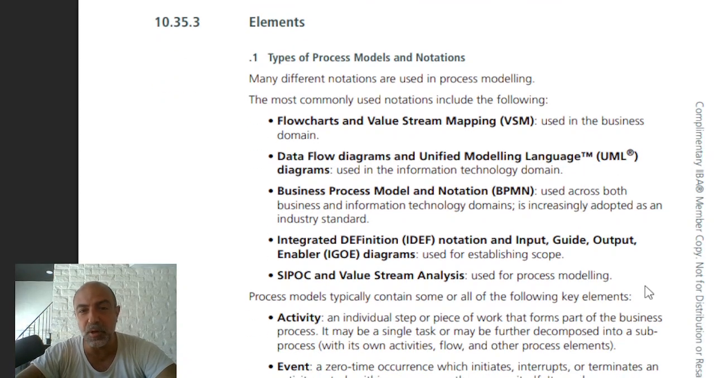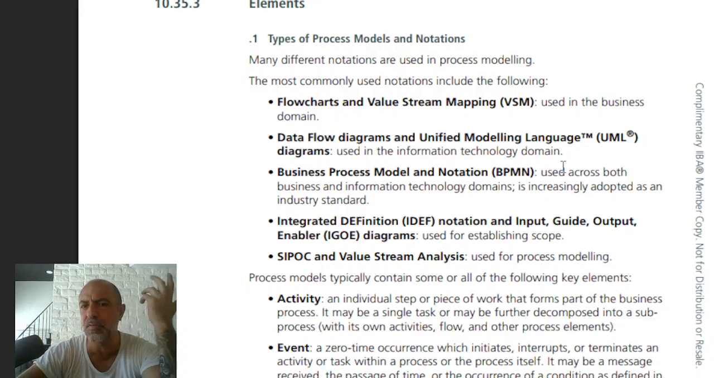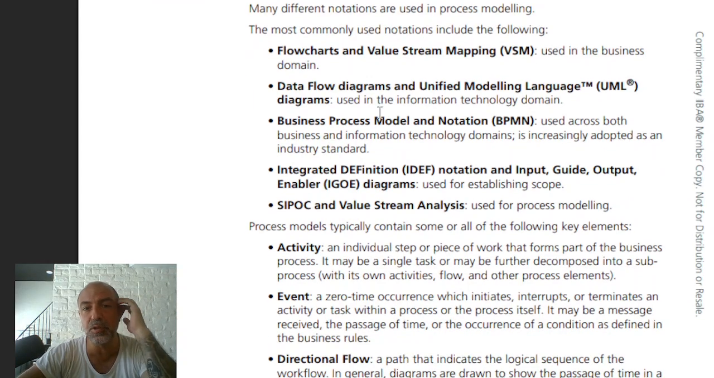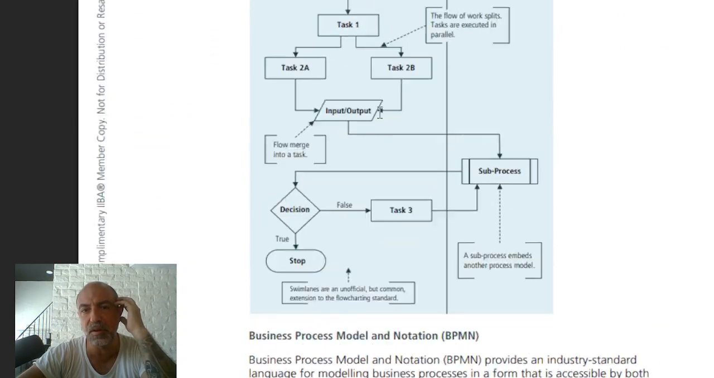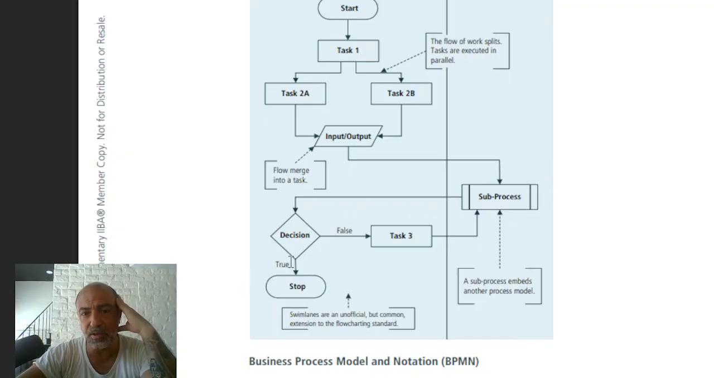What are the elements of a process? Well, many different notions are used in process modeling. The most commonly used notions include the following: flowcharts, value stream mapping. We talked about those earlier. Flowcharts are the squares, diamonds. These are the ones. I love them. Start, something happens. This is a split, right? It adds more. Here is a decision, true, false. I've talked about these before. And each one of those is described.